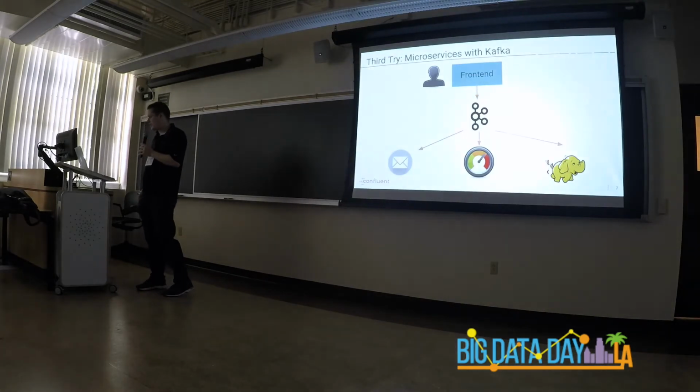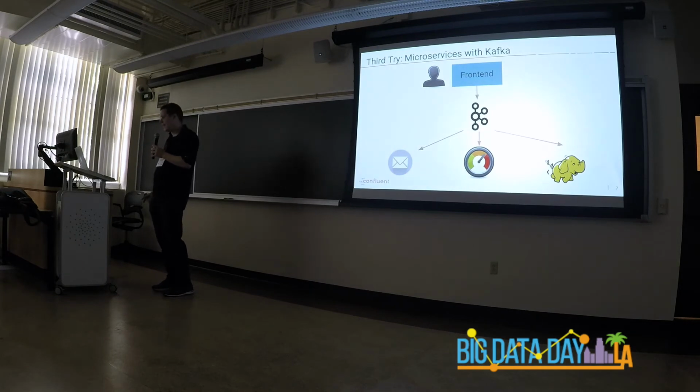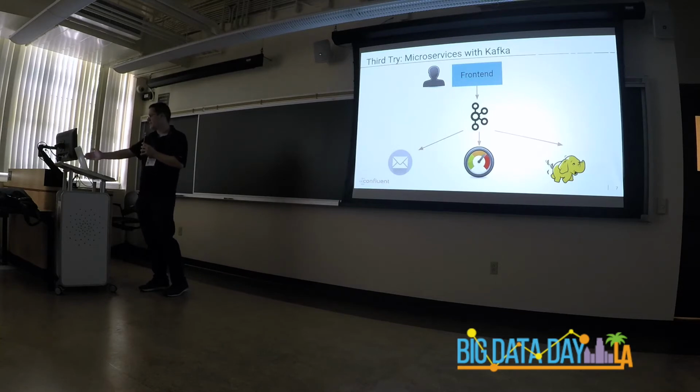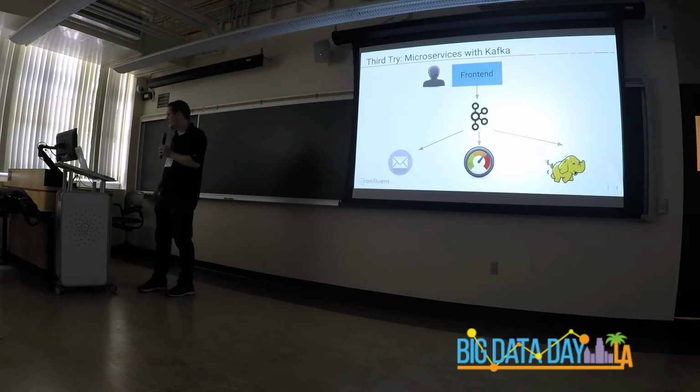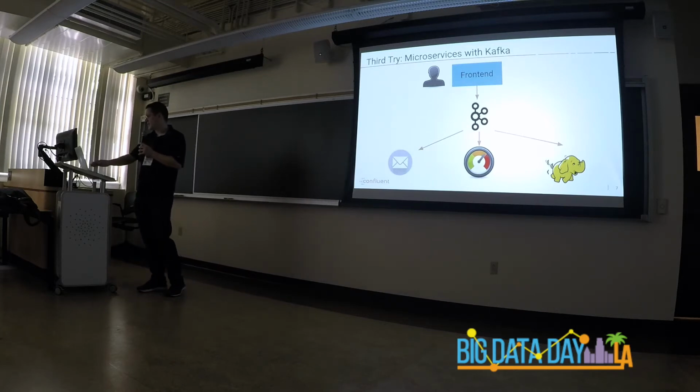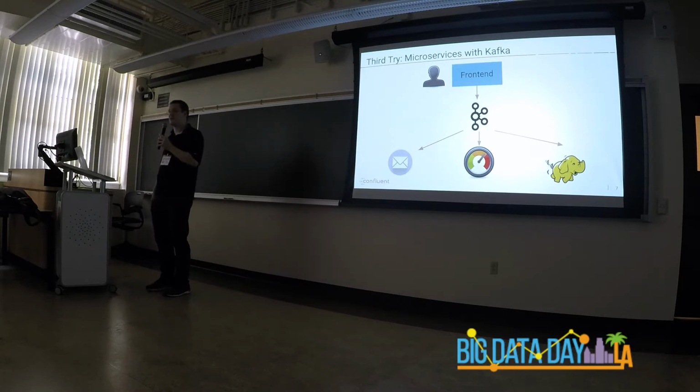So our third try is to use Kafka here. The way we would do this is the front end would create messages, which it then sends into Kafka, into the Kafka message brokers. And then these services, the emailer, the metric service, and the HDFS connector, become consumers of Kafka. And that solves the problems we just discussed.